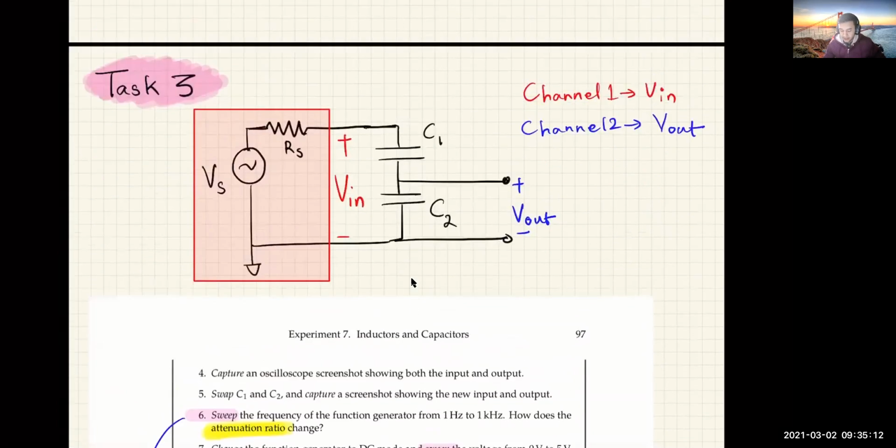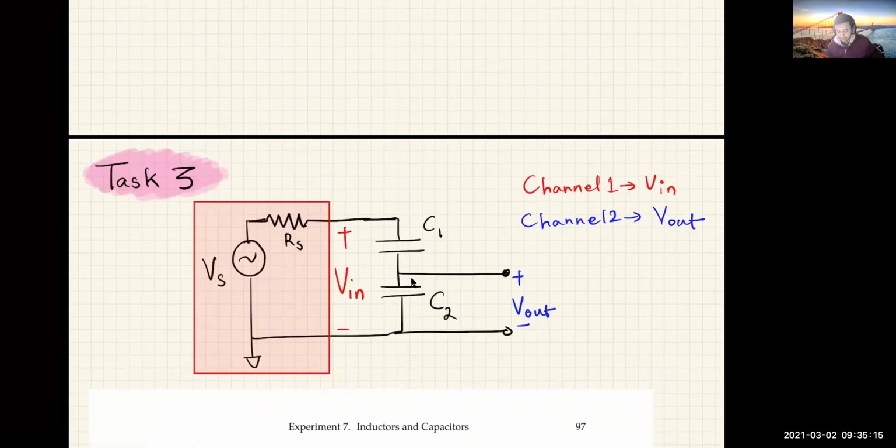So task 3, what we're going to do is explore capacitive voltage dividers. You've done resistive voltage dividers, put two resistors in series and measure the intermediate voltage. In this case, we're doing a capacitive voltage divider and seeing how it performs. Look at the text in the lab manual to see how capacitors combine when they're in series and how the capacitive voltage divider works in terms of math.